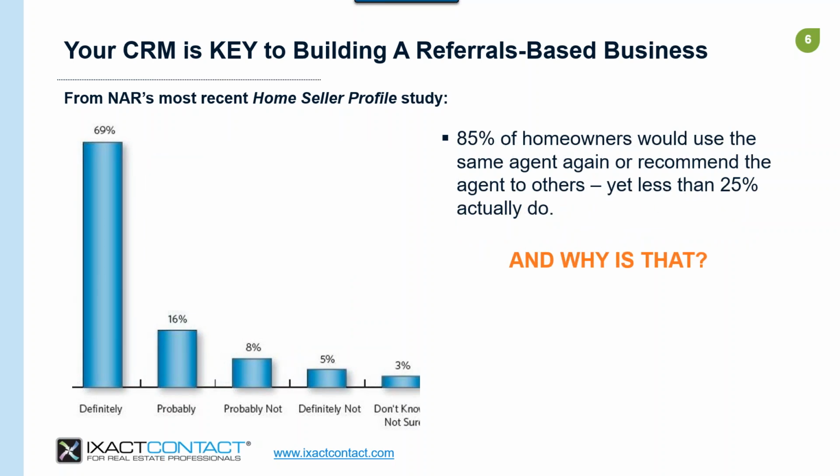Last little data point, hopefully this catches your attention a little bit. And this one is pretty well known. Again, it's from the NAR study. They survey homeowners after a transaction. They ask them, how satisfied were you with your realtor? And the good news is that overall, you guys do a good job. Over 85% of homeowners would use the same agent again or recommend that agent to others because they were satisfied or very satisfied, 85%. And yet when those same people do their next real estate transaction, actually less than 25% use that agent that they said they were so happy with.